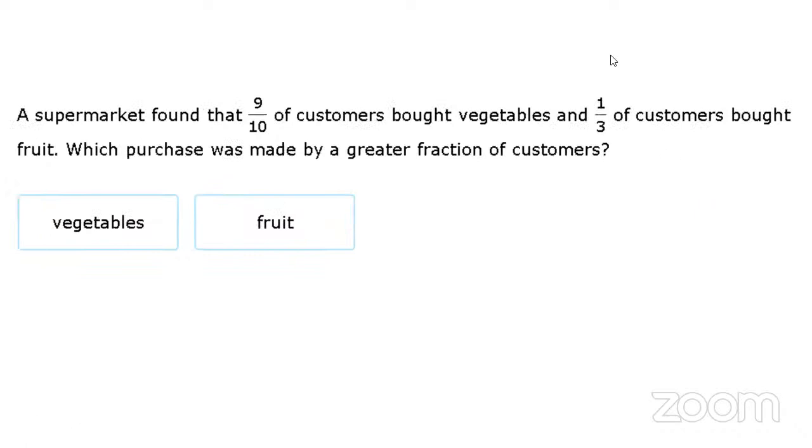A supermarket found that 9/10 of customers bought vegetables and 1/3 of customers bought fruits. Which purchase was made by a greater fraction of customers? Vegetables or fruit? Go ahead and share your answer in the chat.